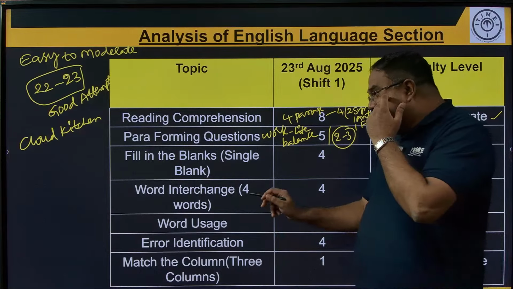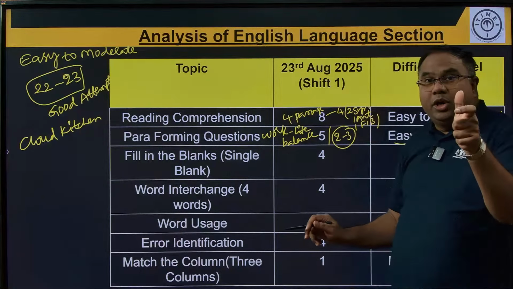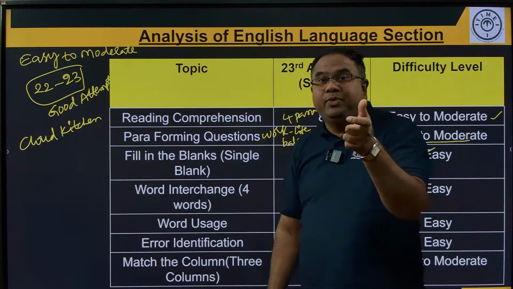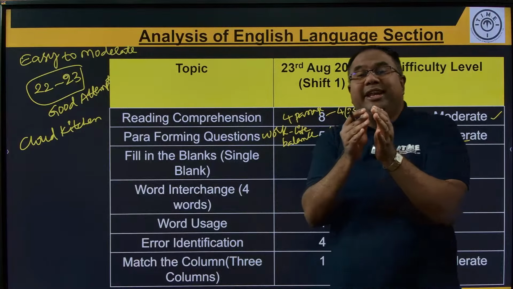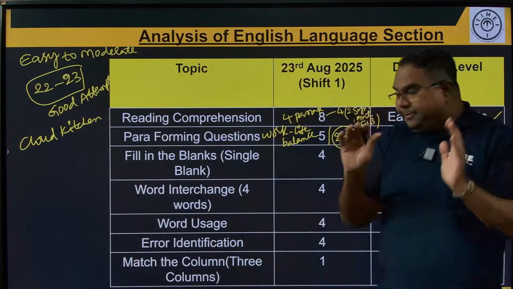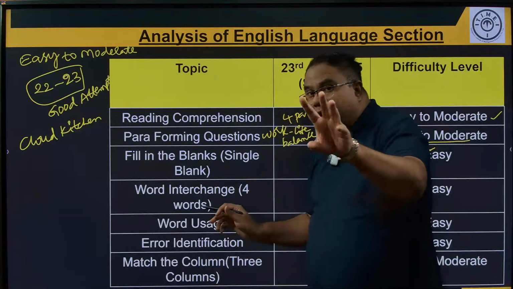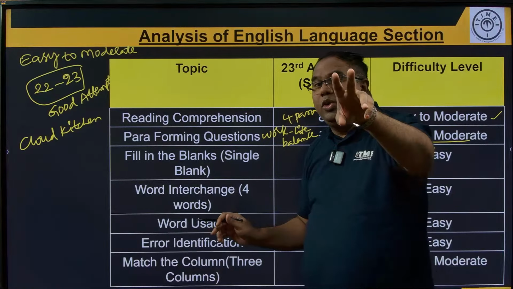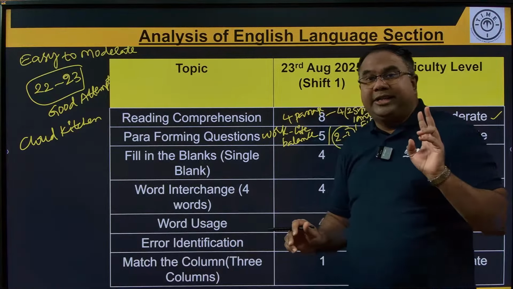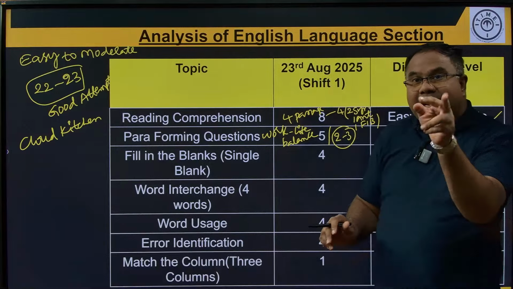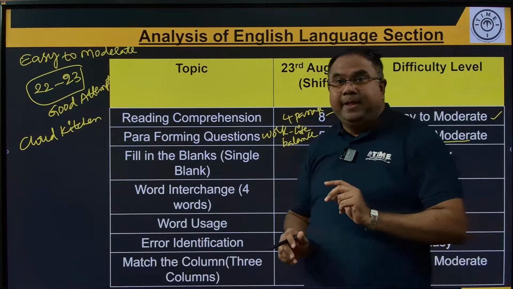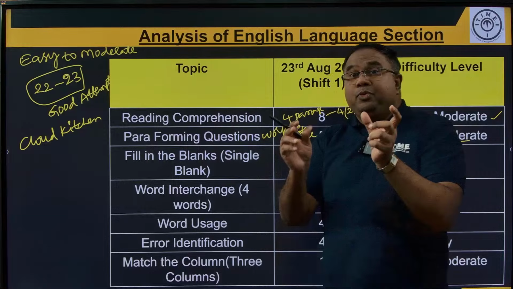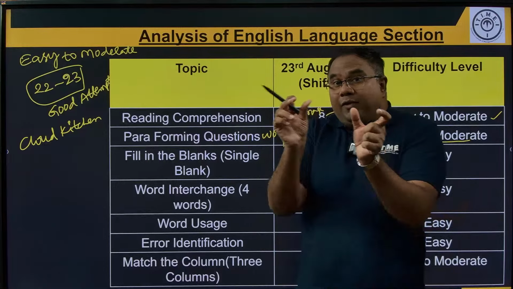Then word interchange. Here we have 4 words in bold. You need to interchange them so that the sentence becomes meaningful and grammatically correct. Out of 5 options, 3 options contain only 2 words to be interchanged, CD or AD or BC, like that. Remaining 2 options had all 4 words to be interchanged.